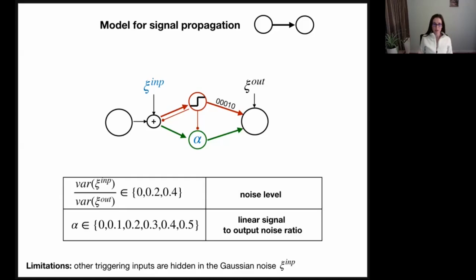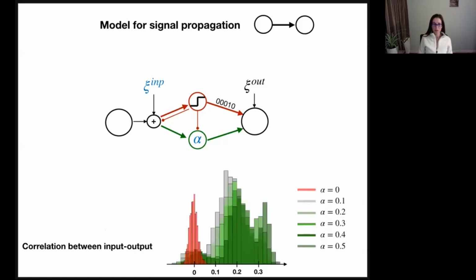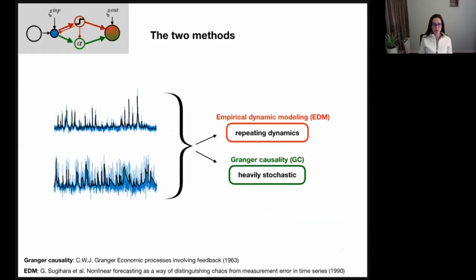linearity. So there are two aspects of this linear part of the model. First, on the technical level, it introduces correlation between the input and the output signals, which is often present in real data as well. And then in terms of interpretation, it may account for common input. I consider two very different methods to test how they capture connectivities between signals. So one of them is the well-known Granger causality, and the other one is a less well-known empirical dynamic modeling.